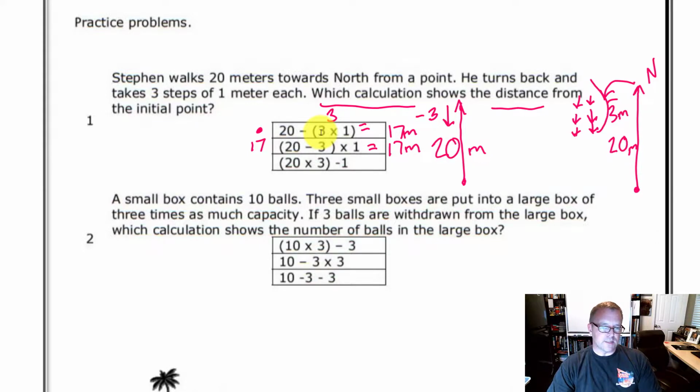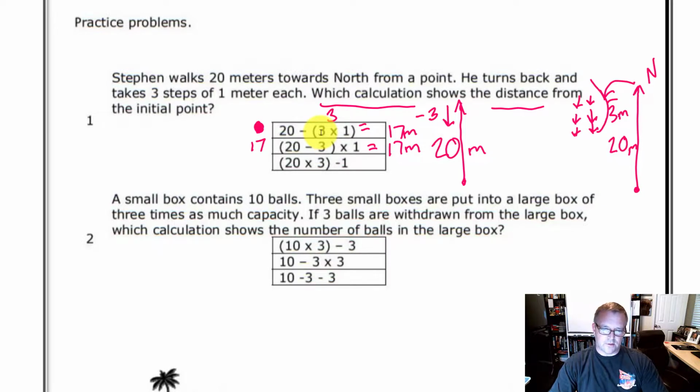So their question says, which calculation shows the distance from the initial point? 2 calculations do. This one does it better, right? They didn't say which one's the best calculation or best shows. They just said which calculation shows the distance. Well, these 2 have the same answer, so you would be right if you chose either one. I chose the first one only because I can see the 20 meters of distance here, and then subtracting the 3 steps, 3 times 1 meter each. Here, it wouldn't really make sense to do it this way, but you would still get the right answer.